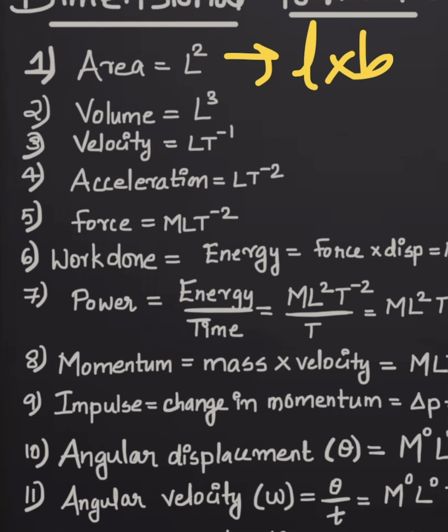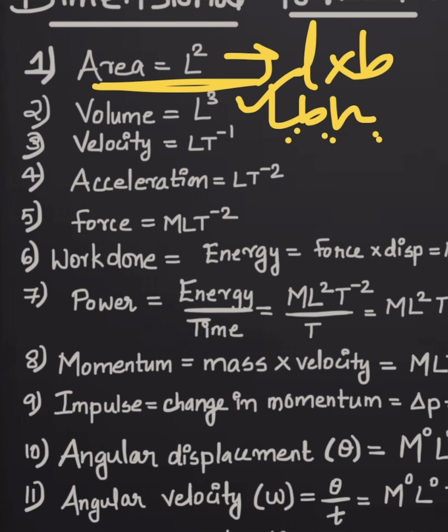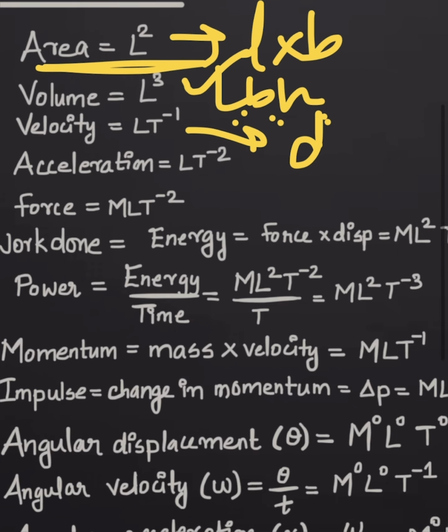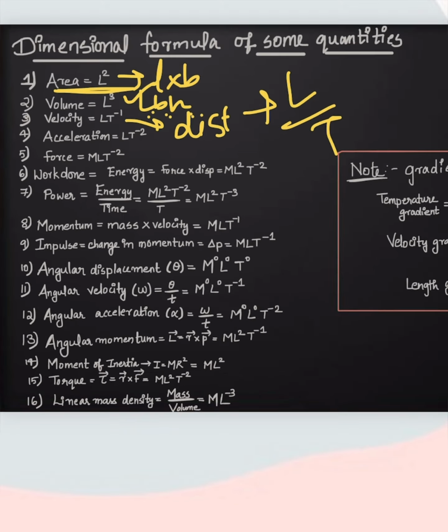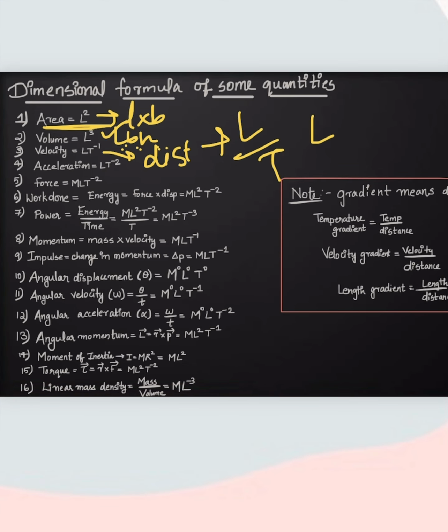Okay, so area is equal to L square, that is length into length is equal to L square, and volume is equal to LBH, right? So length into breadth into height, that is L into L into L is equal to L cube, and velocity is equal to distance divided by time. Distance can be represented by length divided by time t, which is equal to lt raised to minus 1. Acceleration is velocity divided by time. Velocity can be represented lt raised to minus 1 divided by t, that is lt raised to minus 2.